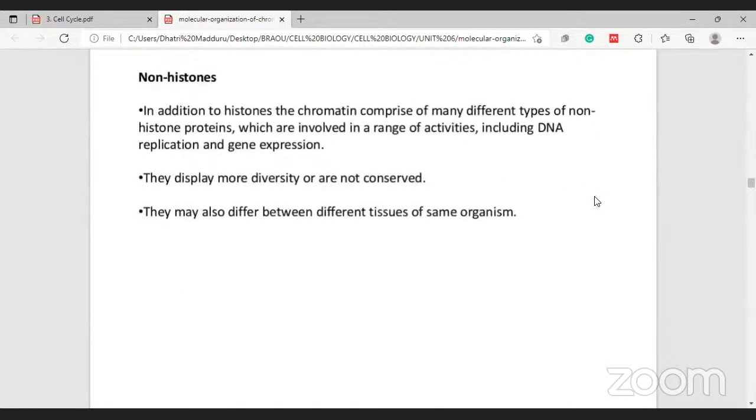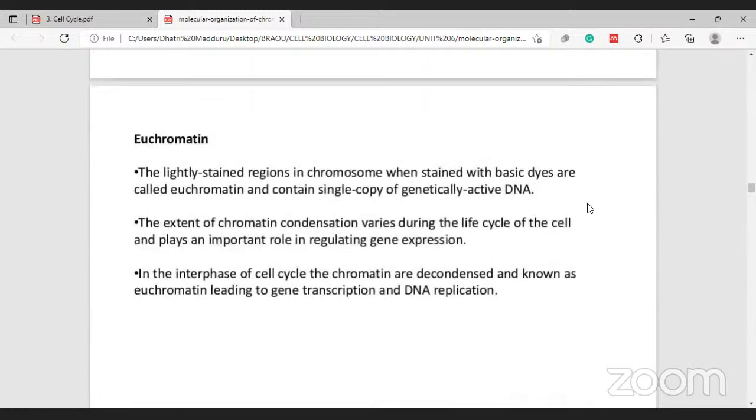Then apart from histone proteins, we also have non-histone proteins. In addition to histones, the chromosomes comprise many different types of non-histone proteins, which are involved in DNA replication and gene expression. Like in replication, we have DNA binding proteins, helicases. Like that, we have many proteins which come and bind to the DNA. They have diversity and they are not conserved. And from tissue to tissue also, they may differ.